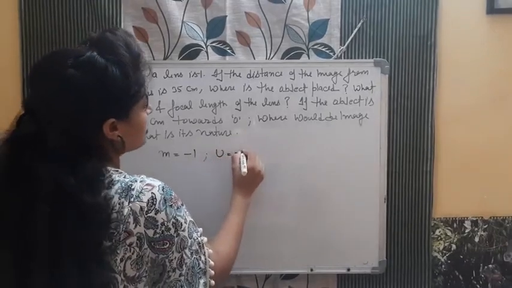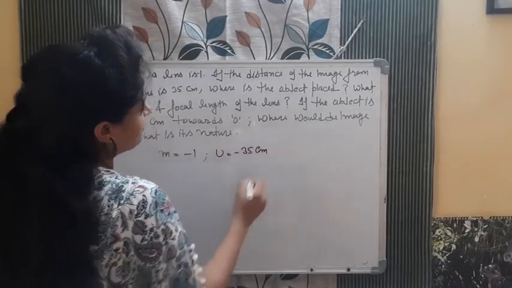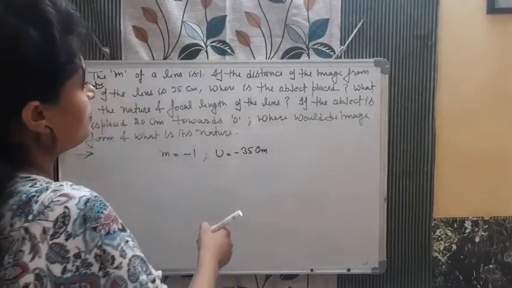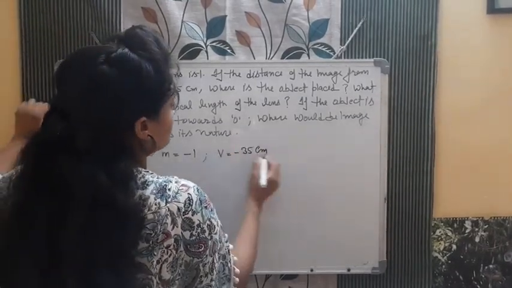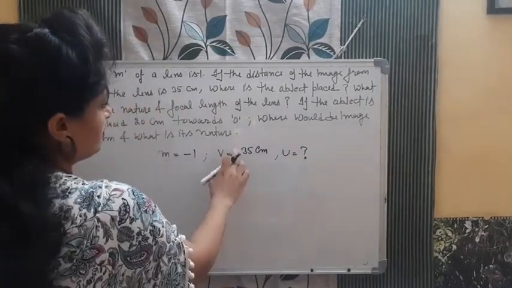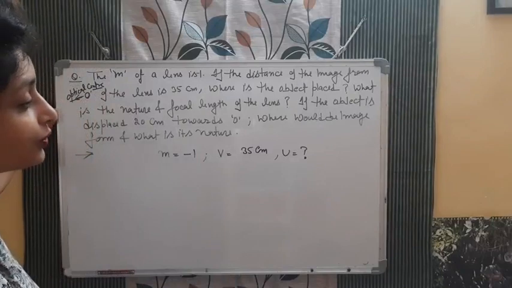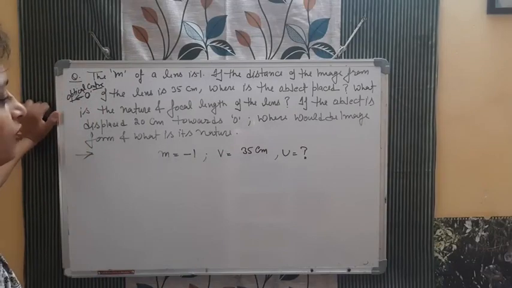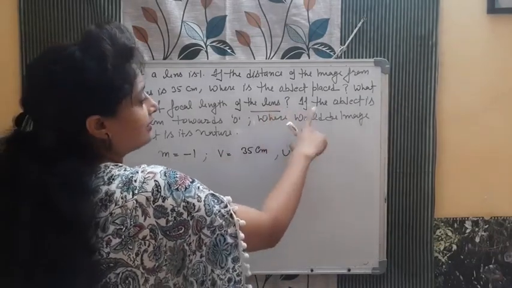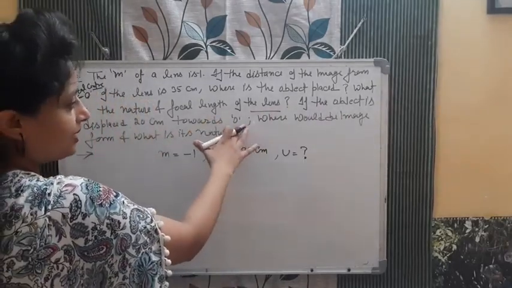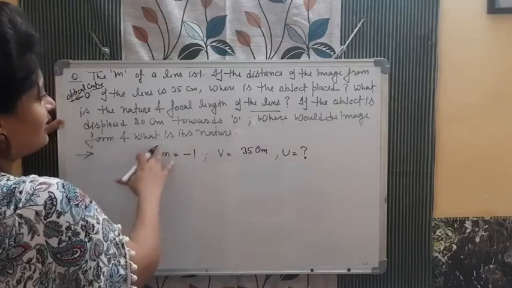U is given -35 centimeter. Where is the object placed? Distance of the image, sorry, V is given. Where is the object placed? U we need to calculate. V is 35 centimeter, U we need to calculate. We don't know about the sign of V. So what is the nature and focal length of the lens? Firstly this part. Then if the object is displaced 20 centimeter towards the optical center, where would the image form and what is its nature?